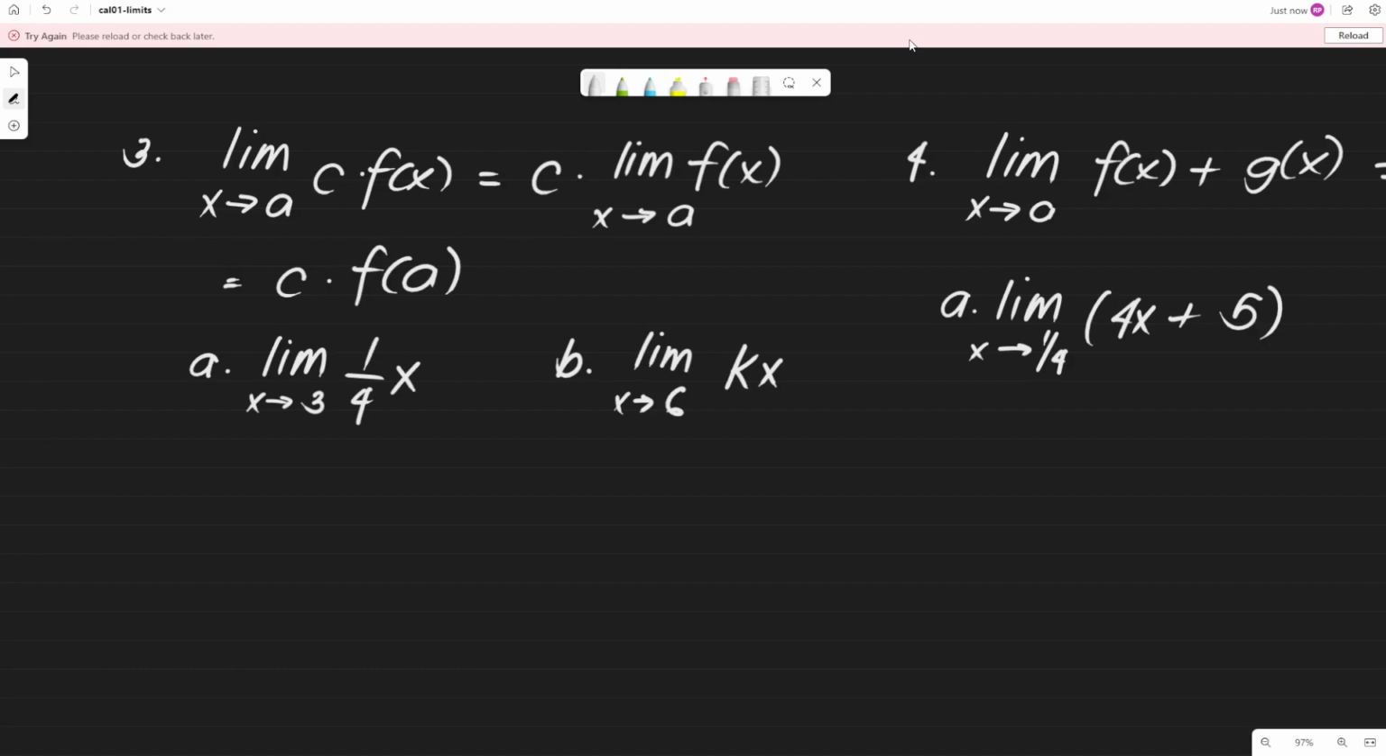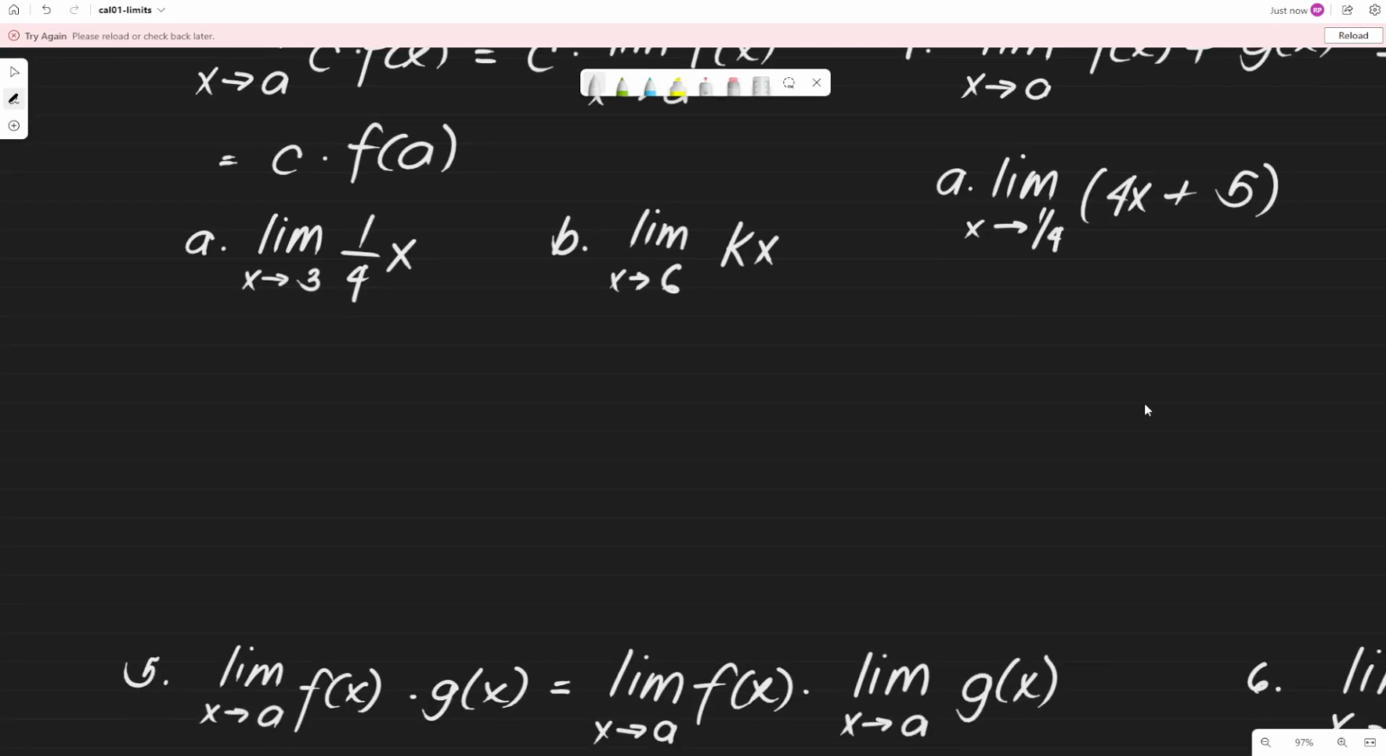Let's have our first example, the limit of 1/4 x as x approaches 3. This will become 1/4 multiplied to the limit of x as x approaches 3. Obviously, when we substitute, 3 comes out. So we have 1/4 times 3. Therefore, this limit is evaluated as 3/4.